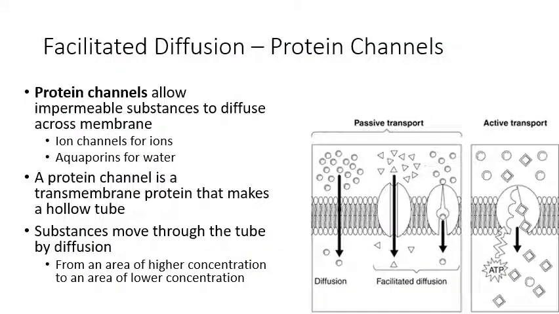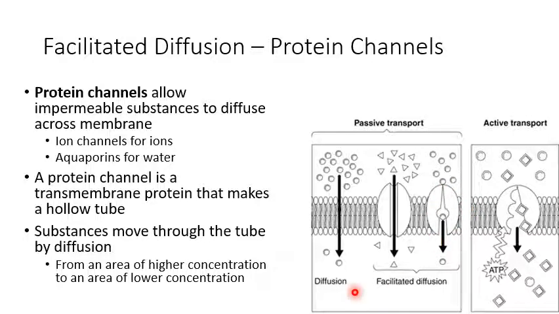So finally, back to facilitated diffusion. In that diagram we looked at for facilitated diffusion, we saw that there's two types of proteins that can let substances cross. The first one is a protein channel, and the second one is a carrier protein. So first we'll talk about the protein channels.